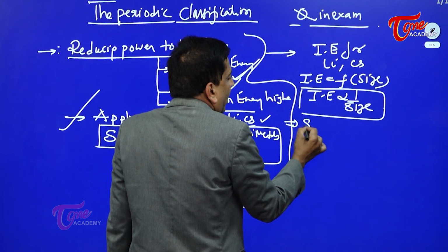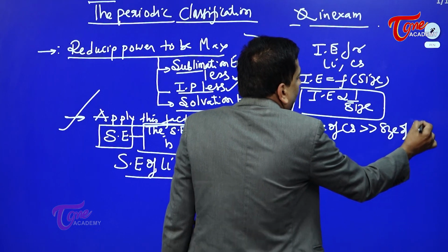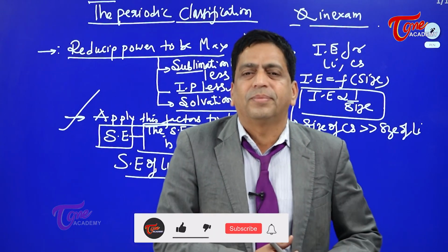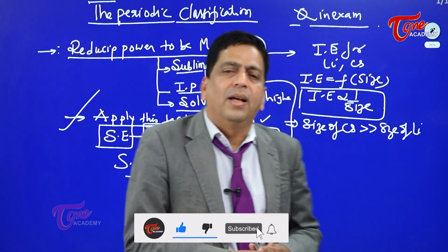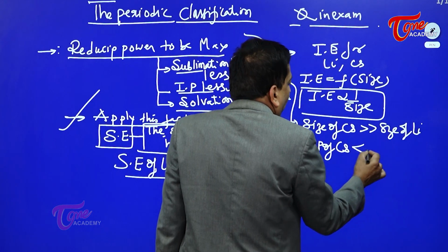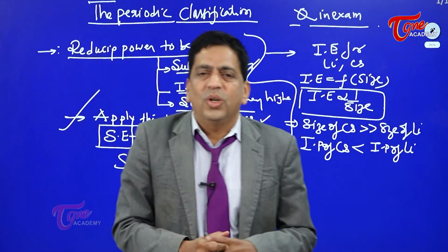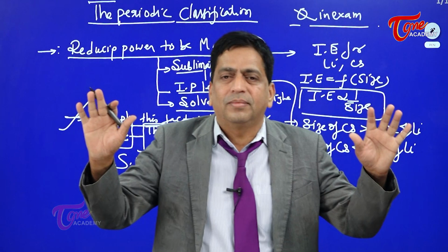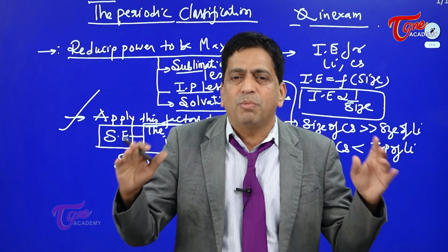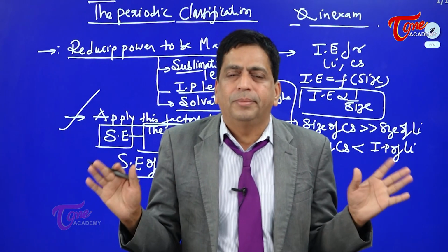And remember, the size of cesium is very much greater than the size of lithium. If it's greater, then the ionization potential of cesium is smaller than that of lithium. For lithium, it is higher. So in the second factor, cesium has won, because the ionization potential must be lesser for a greater reducing power. So cesium has won the match here.